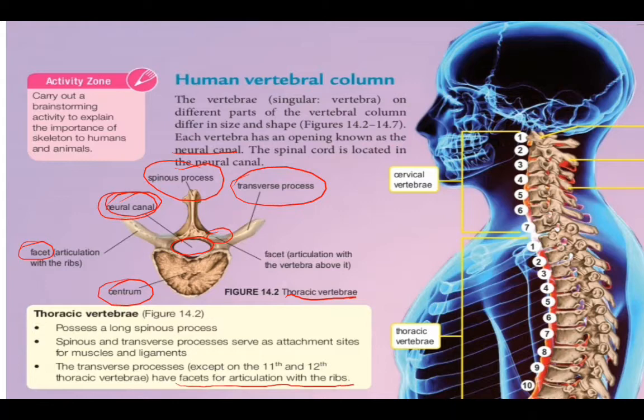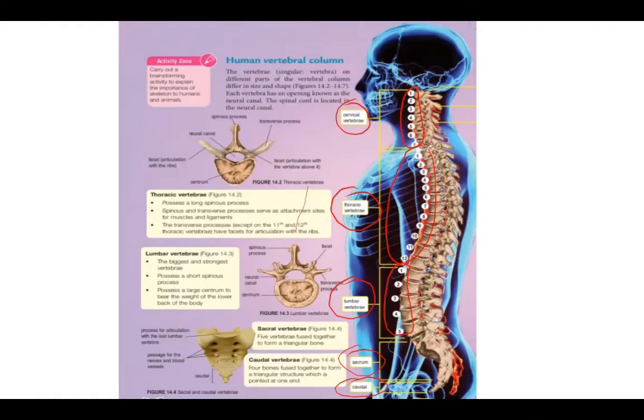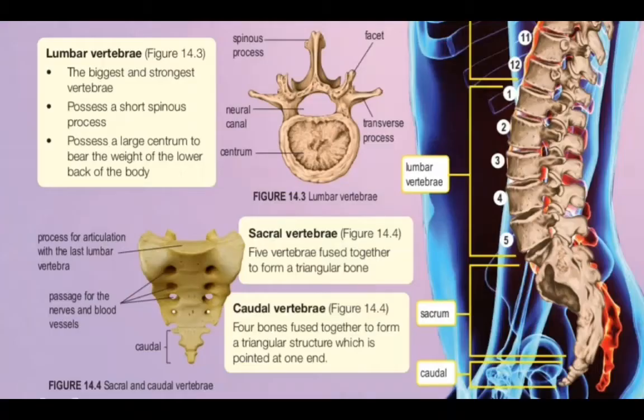So di sini daripada 1 sampai 7 ini adalah cervical vertebrae. And then we have lumbar vertebrae. Di sini ya, 5. Dia ada 5 tulang. Lumbar vertebrae here. This is the biggest and strongest vertebrae. Possess a short spinous process. This is the spinous process, short. Possess a large centrum, to bear the weight of the lower back of the body.